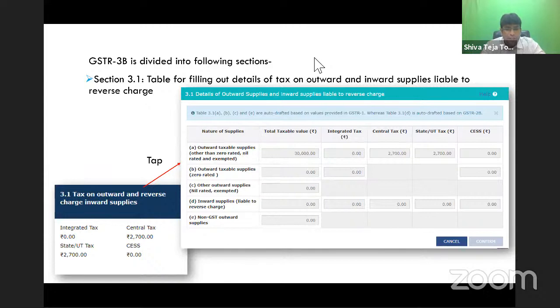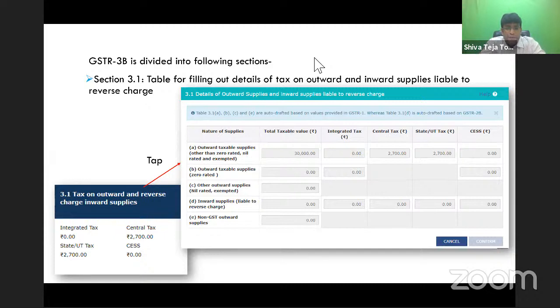Sir, can you repeat what is ITC claimed? ITC claimed means we are showing that in 3B and claiming that credit. And once we claim that credit, it will come and reflect in the electronic credit ledger. That is the meaning of claiming of input tax credit. Next.